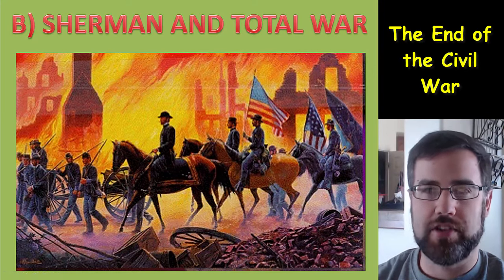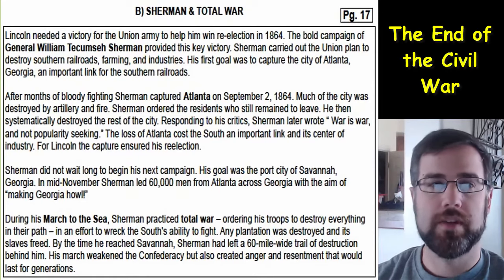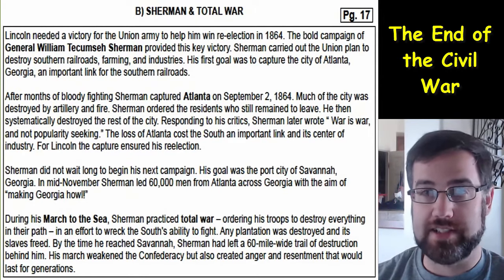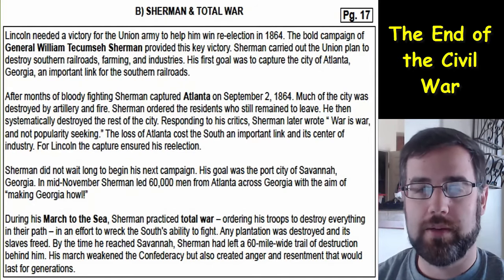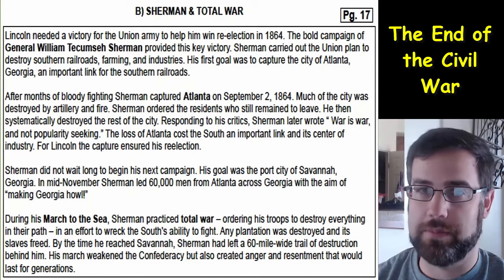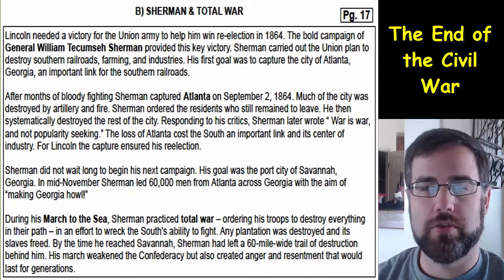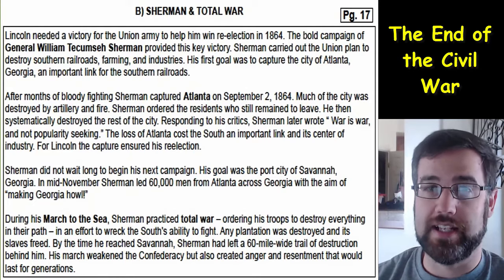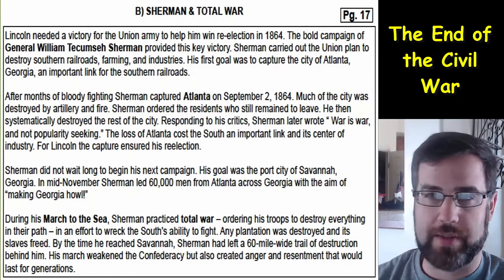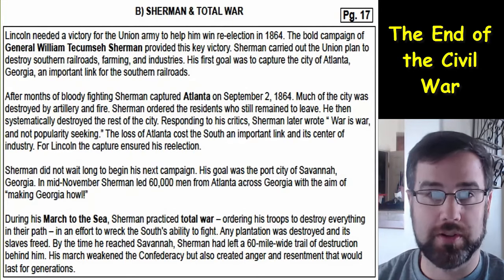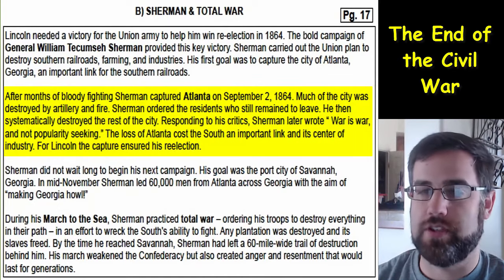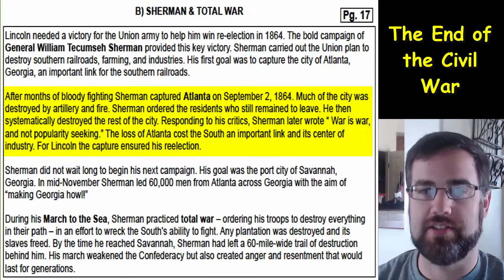Next, we're going to be looking at General Sherman here and a military strategy called total war. Lincoln needed a victory for the Union Army to help him win re-election in 1864. The bold campaign of General William Tecumseh Sherman provided this key victory. Sherman carried out the Union plan to destroy Southern railroads, farming, and industries. His first goal was to capture the city of Atlanta, Georgia, an important link for the Southern railroads. After months of bloody fighting, Sherman captured Atlanta on September 2, 1864.